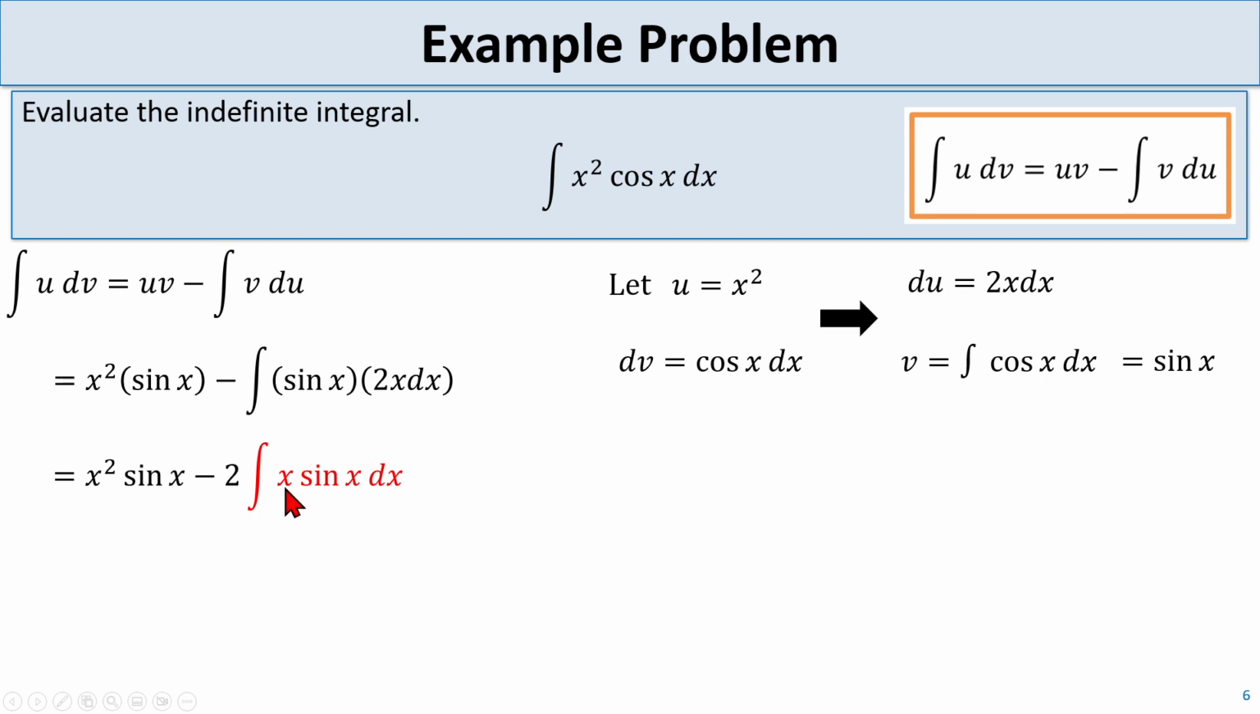Now this still isn't one of our basic integrals, and it's not something you can evaluate using the method of substitution, but it's a lot like the integral that we started with. Instead of x squared, we now have x. So we decrease the power of x by 1, and hopefully, if we apply integration by parts again, we'll decrease the power of x one more time from a power of 1 to a power of 0. In other words, this x will go away. So that's the plan. We'll use integration by parts again to evaluate this integral.